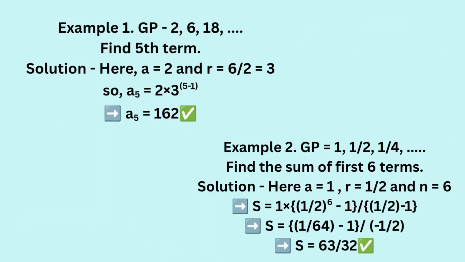An easy example is the sequence 2, 6, 18. The first term is 2, r is equal to 6/2, that is 3. So the fifth term would be 162. Similarly, we solved example 2.